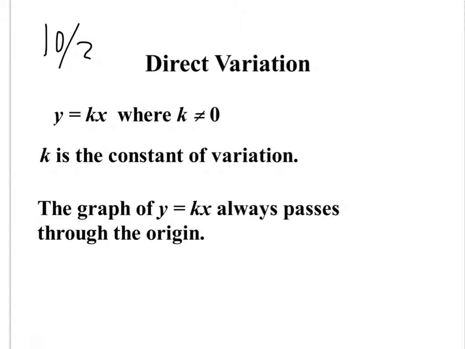All right, today we're talking about direct variation. You need to know this parent function. It's just y equals k times x, where k does not equal 0. So it's any number except for 0. K cannot be 0. K is what we call the constant of variation. It changes the equation, but yet it's constant.